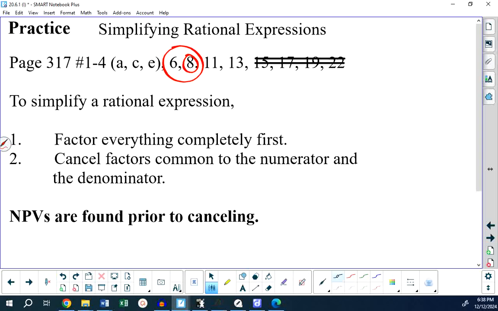Number 6 is asking you to simplify rational expressions, but in number 6, everything's factored already. So somebody's done the hard work for you. In number 8, you're asked to simplify rational expressions, but it is not factored, so you have that heavy lifting to do, all of that factoring to do.